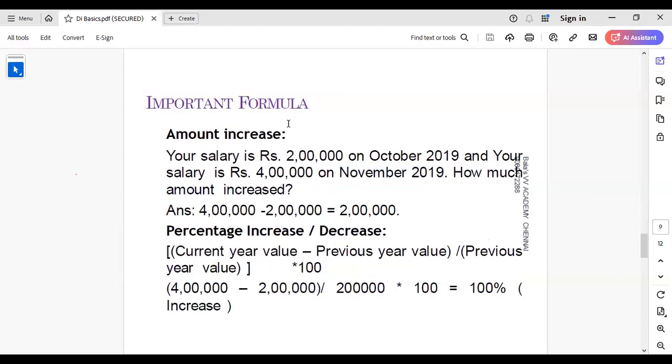Same case. The salary is 2 lakh in October and 4 lakh in November. Increase or decrease? Increase means I, decrease means D. Type in the chat box quickly.